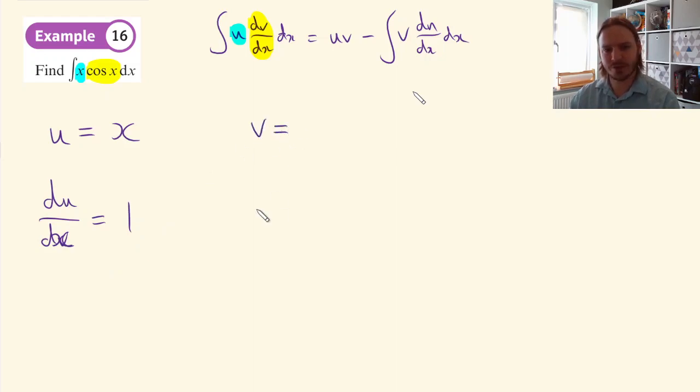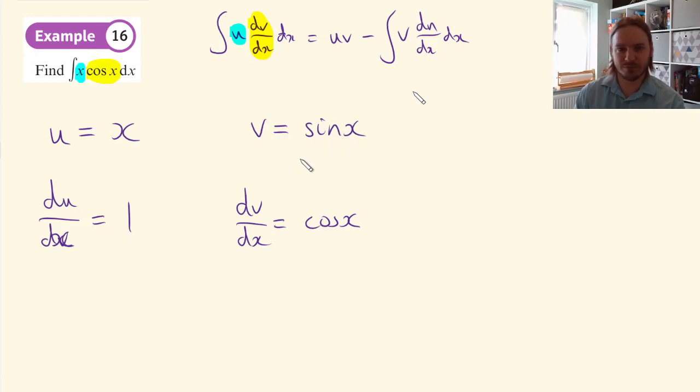I will also need to know v and dv by dx. Now, dv by dx is our cosine of x. Cos x is the derivative of sine x, so v must have been sine x. And now I have everything I need to pull this thing to pieces.